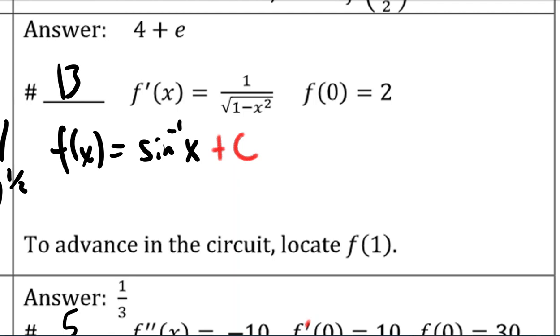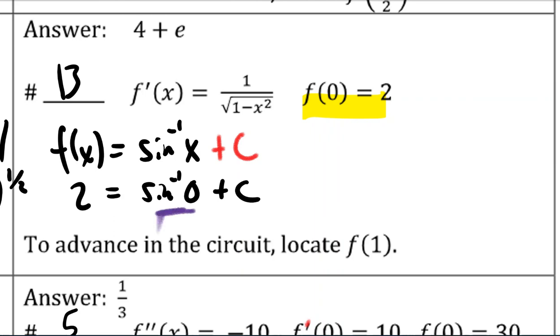Then to go and use our initial condition here, when y is 2, x is 0, and usually what's hard about this question is remembering how to deal with this. So this is saying what angle has a sine of 0, and there's usually a couple places on the unit circle where sine is 0, depending on how many rotations you want to make.